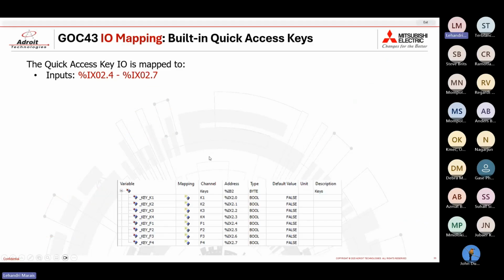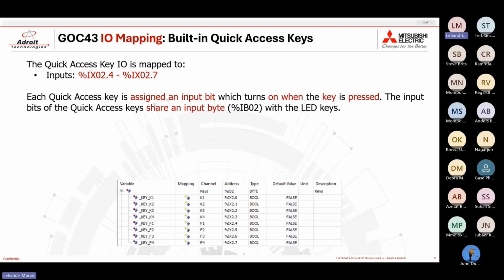The quick access keys only have input bits assigned to them, which is input bits 2.4 to 2.7, of register 2 from bit 4 to 7. As you can see, this occupies the same input byte as the LED keys.